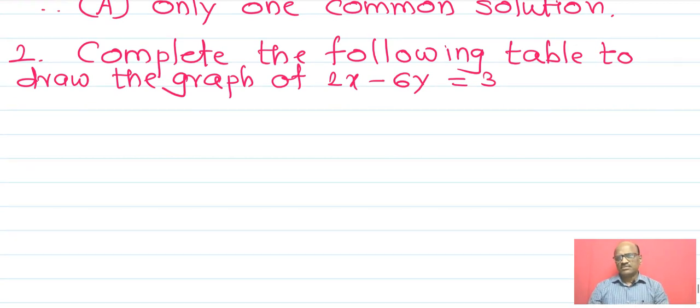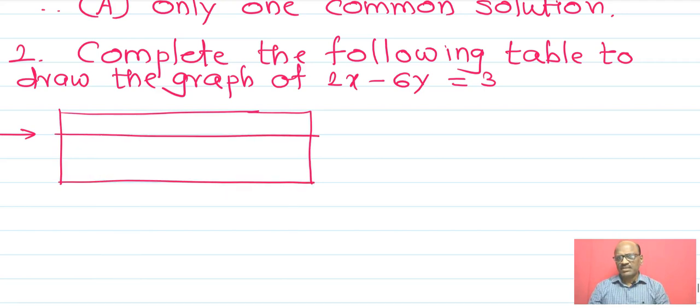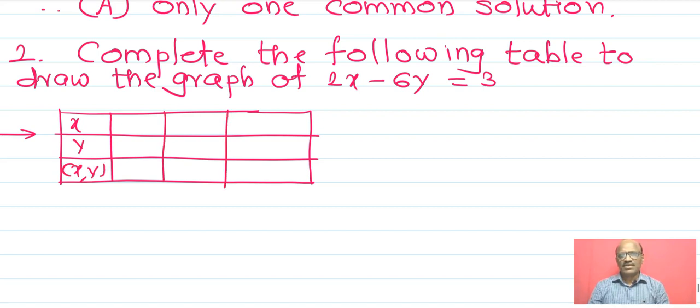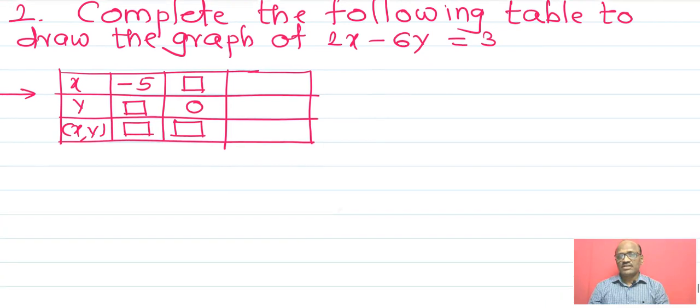Now the table will be like this. x and y. To draw a graph we generally need 3 values. Therefore first x is minus 5, then what is y? Y is 0, then what is x?